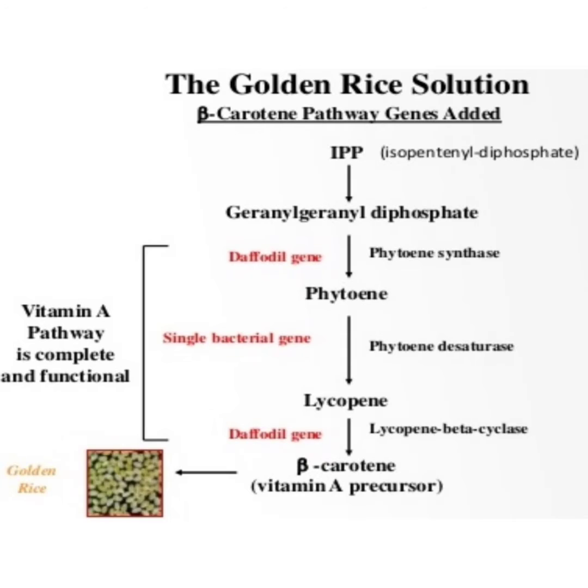IPP, isopentenyl diphosphate, forms geranyl diphosphate, and the daffodil gene is added. This, in the presence of phytoene synthase, forms phytoene, and in the presence of the single bacterial gene and in the presence of phytoene desaturase, the phytoene forms the lycopene. Lycopene, again in the presence of the daffodil gene, in the presence of lycopene beta cyclase, forms beta carotene, which is a vitamin A precursor. The vitamin A pathway is complete and functional in the golden rice.